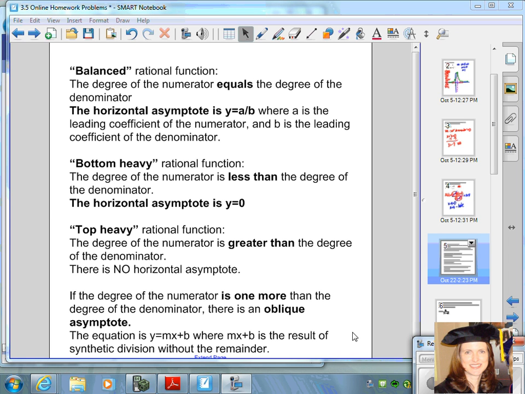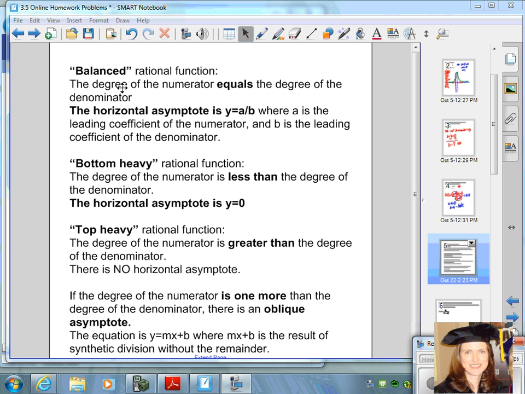Before I work through some of the remaining problems from section 3.15, I'd like to go over some definitions and how you can tell by looking at an equation if there's a horizontal asymptote. Now, I have some definitions here. These are in the class notes.